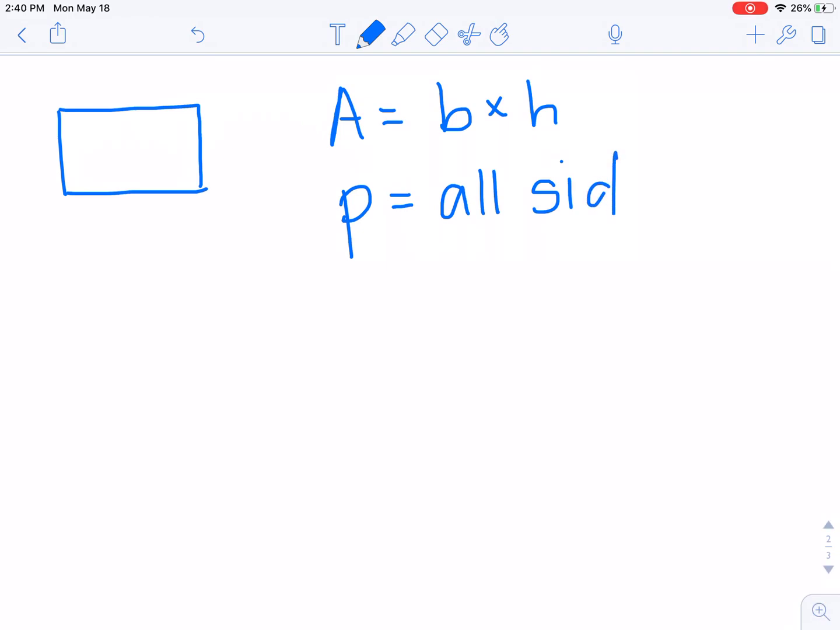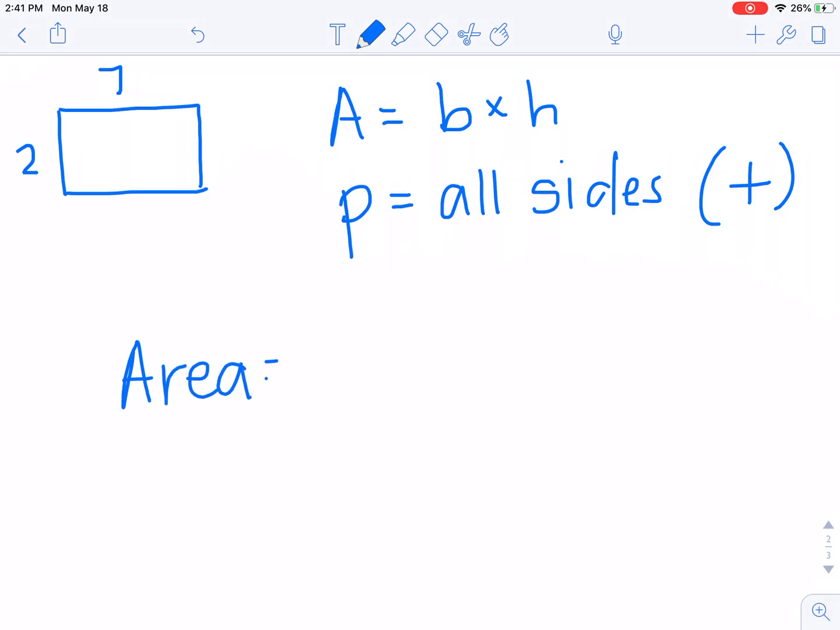All sides add. Okay? So if I had 7 and 2, the area of this guy would be 14. Friends, some of you got that answer, but I will not give you credit if you do not put centimeters squared. Area is whatever the unit is squared, okay?